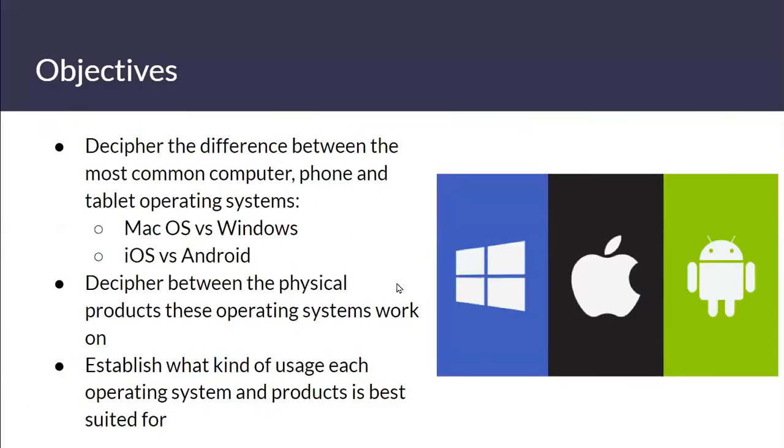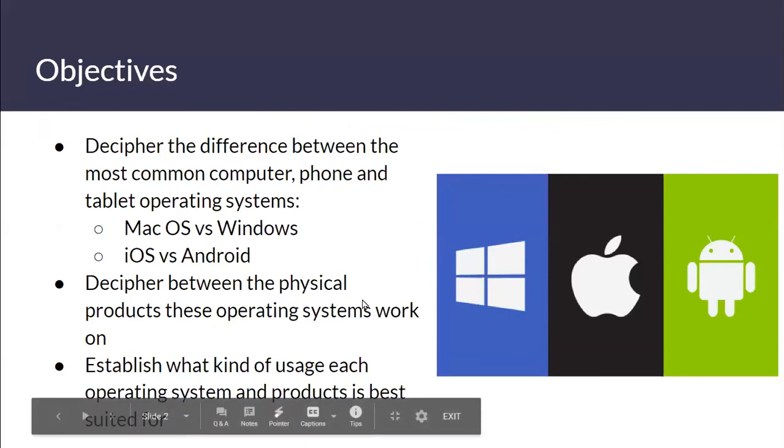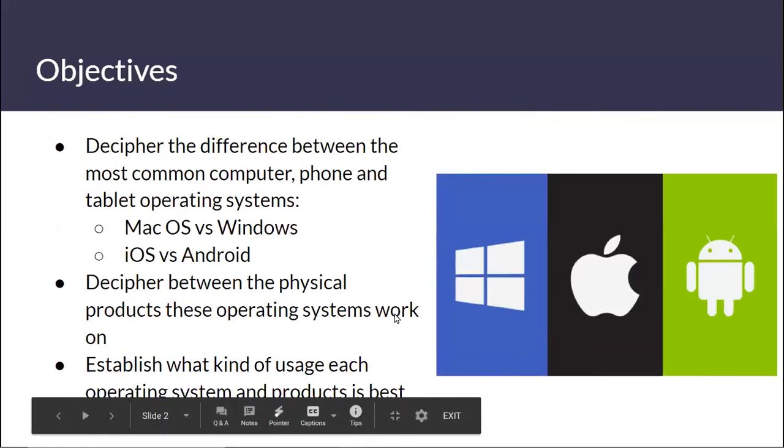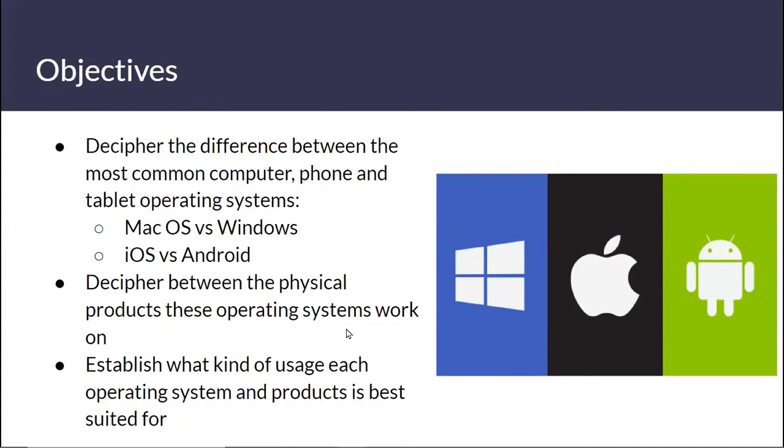Our objectives today are to decipher the difference between the most common computer, phone, and tablet operating systems, Mac OS versus Windows, and iOS versus Android. We're also learning to decipher between the physical products these operating systems work on and establish what kind of usage each operating system and product is best suited for.